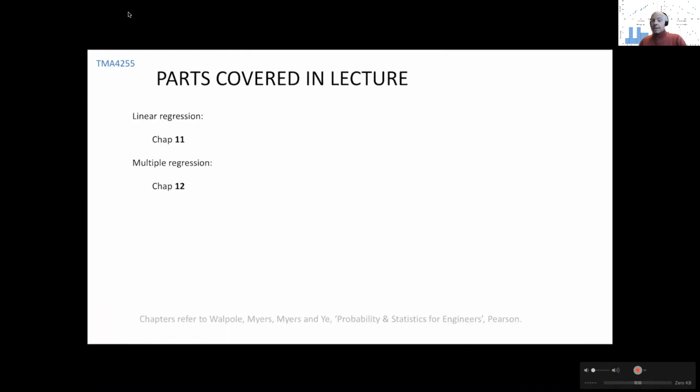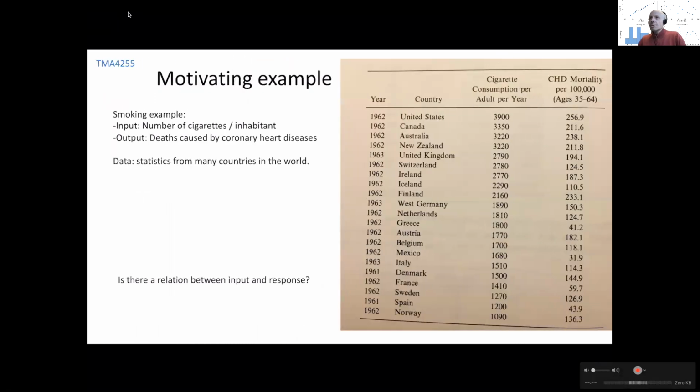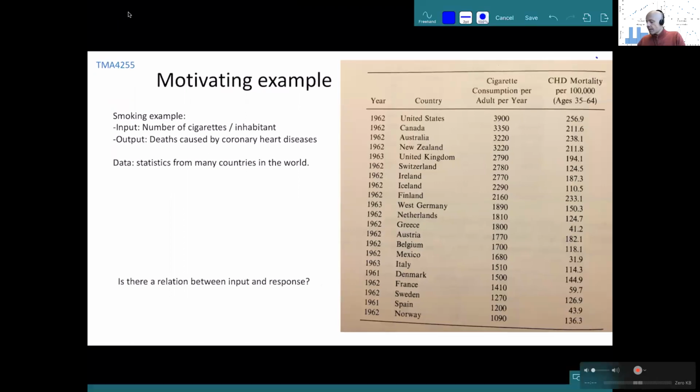The focus is on chapter 11 and 12 in this book that we're using in the class. To motivate the situation, consider the following dataset of many different countries, and the two data are cigarette consumption and CHD mortality in the different countries. And we see at this time, back in the 60s, the United States smoked a lot of cigarettes, 3,900 per adult per year. That's quite a lot. And what we're interested in is then the CHD mortality per 100,000 inhabitants.